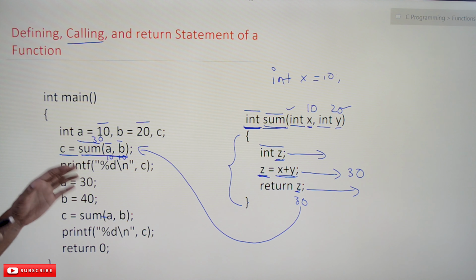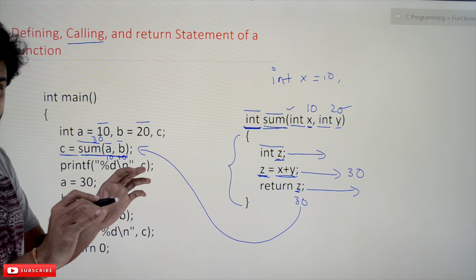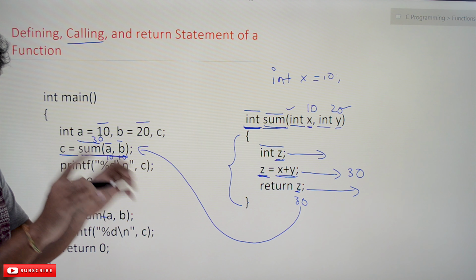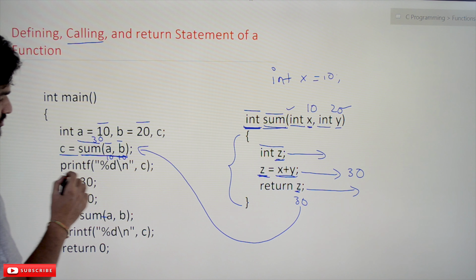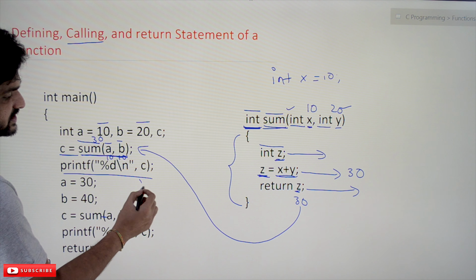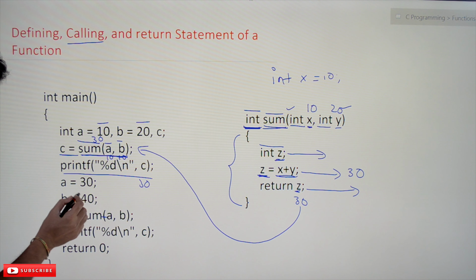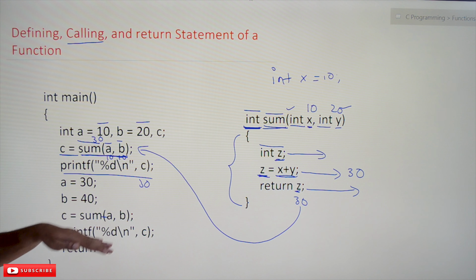This point is very important to understand. Please pause for a while, think about this point and get it. Now we are going to print the value of c. What is the value of c? 30 will get printed.